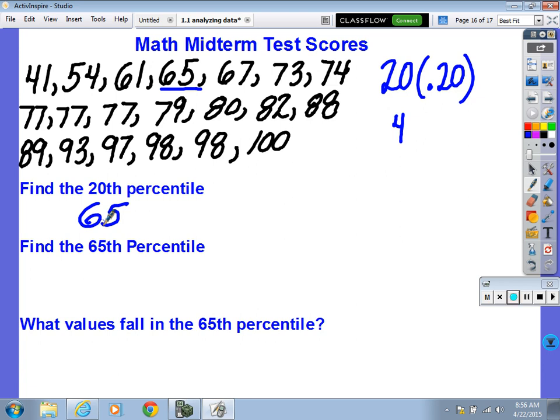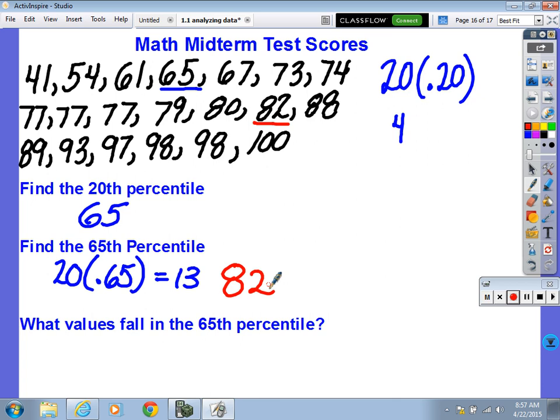Then it says find the 65th percentile. There are 20 points, so for 65% of that you'd do 20 times 0.65, which is 13. If we want to know the 65th percentile, I'll do it in a different color. We're going to count up 13 numbers. That is 65%. So 1, 2, 3, 4, 5, 6, 7, 8, 9, 10, 11, 12, 13. Did I count right? Did I skip anything? That is 82. I counted up 13. So that would be 82, the number at the 65th percentile.